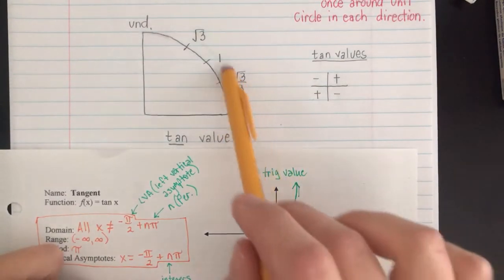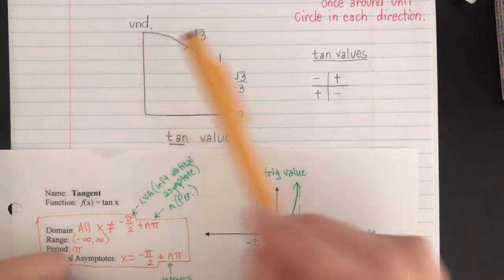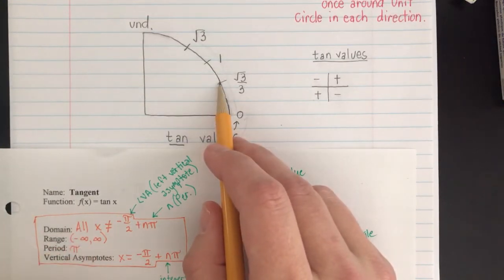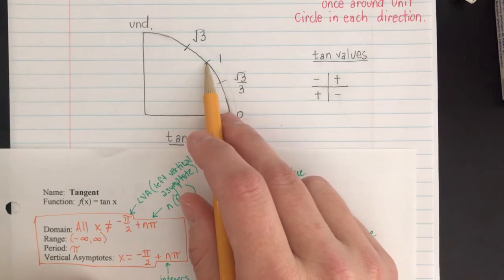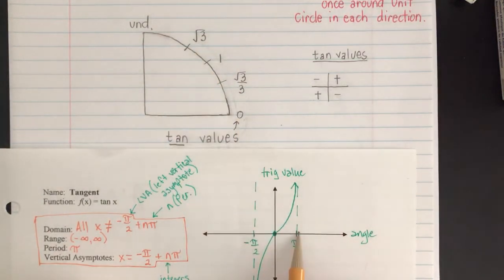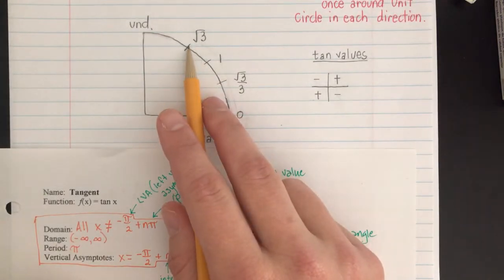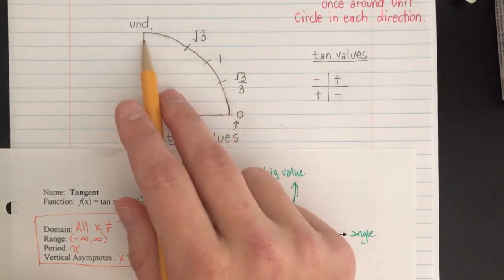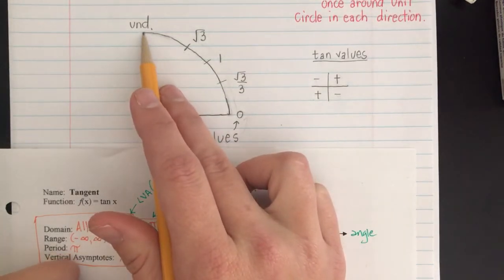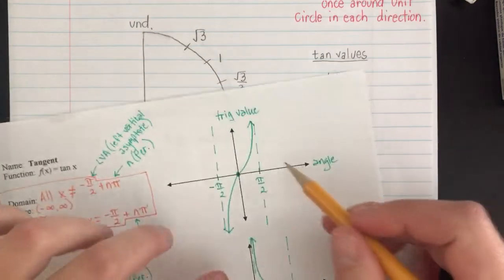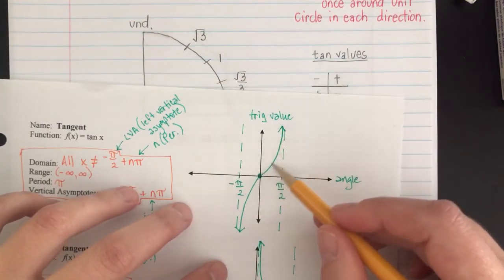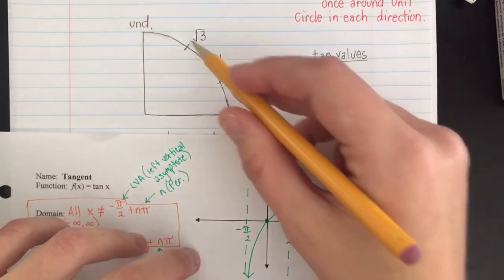If you keep going further in the positive direction, if you plug in pi over 6, what is your output? Square root of 3 over 3. If you plug in pi over 4, what's your output? 1. If you plug in the angle of pi over 3, what's your output? Square root of 3. And then if you plug in pi over 2, what's your output? Undefined, hence the asymptote. So you notice this curve goes up. That's because these values are increasing.